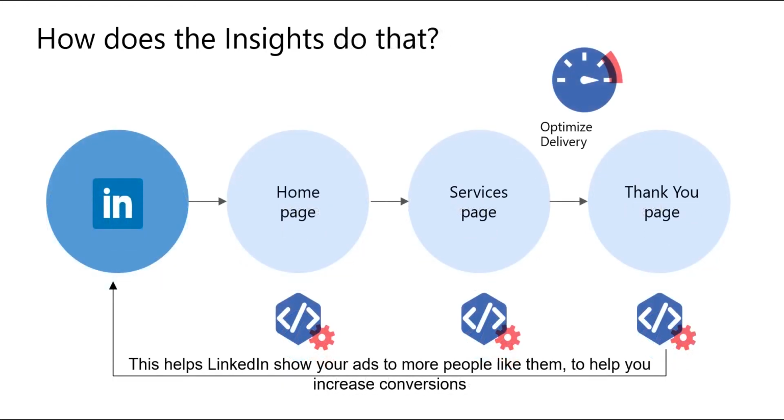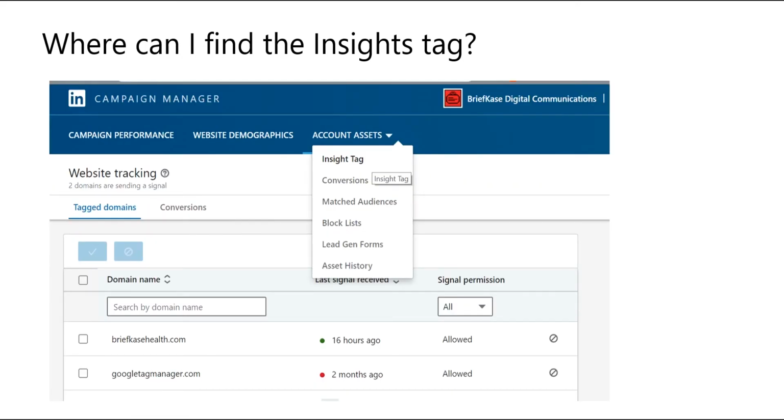The Insight tag is also used to optimize campaigns. Let's say in a LinkedIn campaign you have multiple ads, and you are seeing that one ad is giving you 4 leads, while the other ad is just giving you 2 leads. LinkedIn will optimize the campaign and show ad number 1 more often to people on LinkedIn so that you are able to generate more leads through your campaign. So you can optimize your campaign delivery by using the LinkedIn Insight tag.